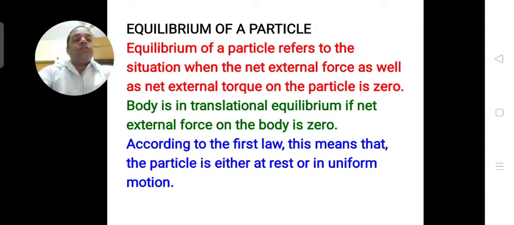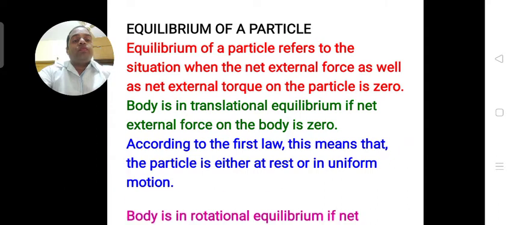We know that if we want to change the state of the body, we have to apply external force. And when external force on the body is zero, then the particle will remain in the same situation. If it is at rest, it will remain at rest, and if it is in motion, then it will remain in that uniform motion if external force on the body is zero.